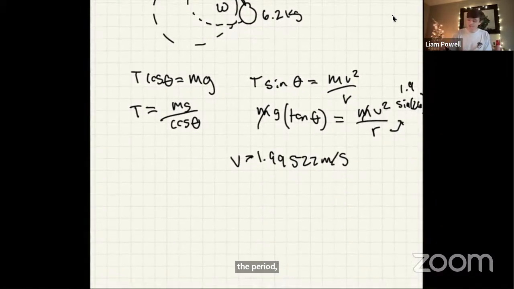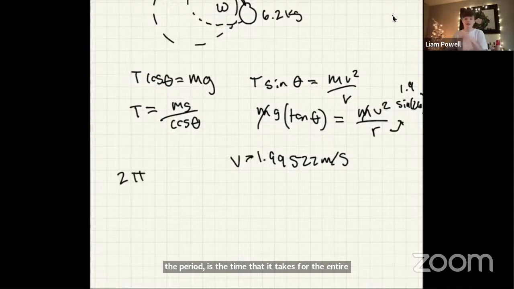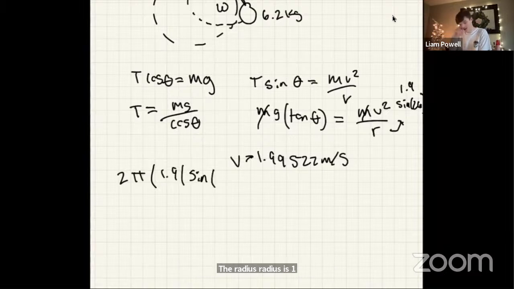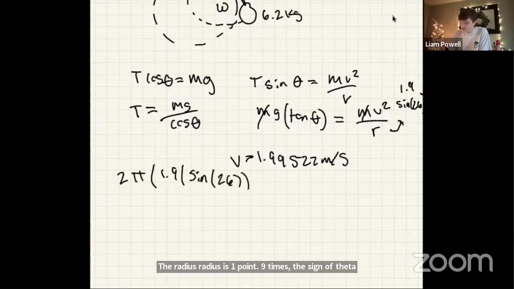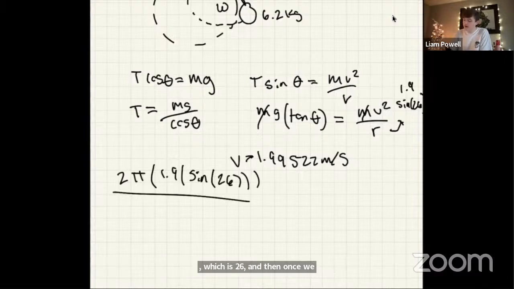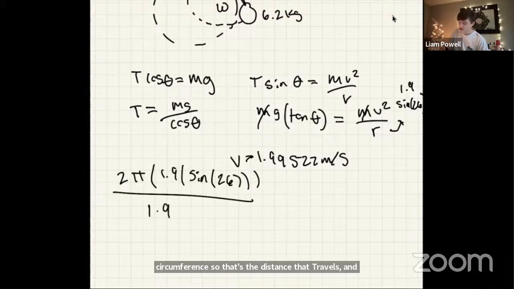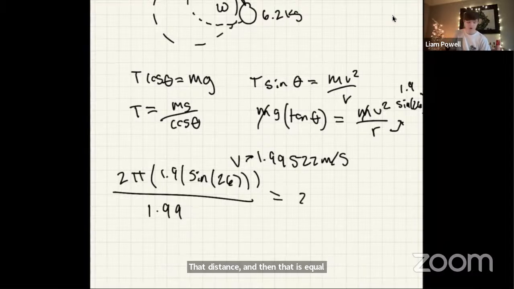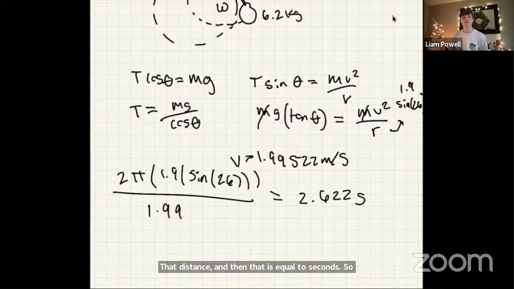And then the period is the time that it takes for the entire thing to happen. So the distance traveled is 2 pi times the radius. Radius is 1.9 times the sine of theta, which is 26. So that is the circumference, the distance it travels. And then we're dividing it by the rate that it's traveling that distance, and that is equal to seconds. So that is 2.622 seconds. And that is how you do it. So it's actually pretty easy once you know how to do it.